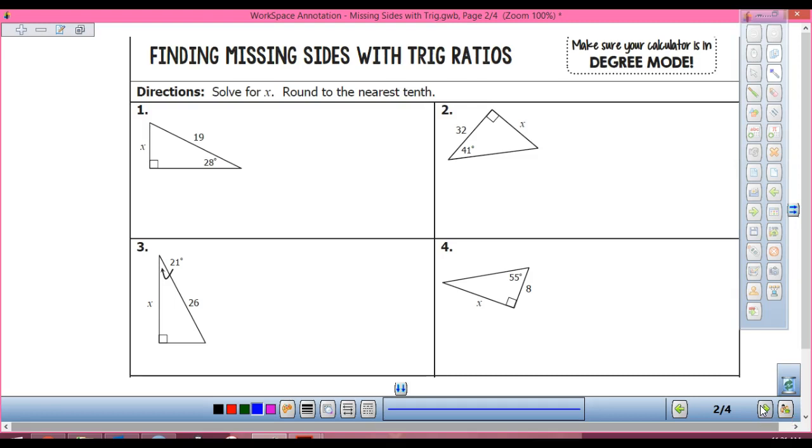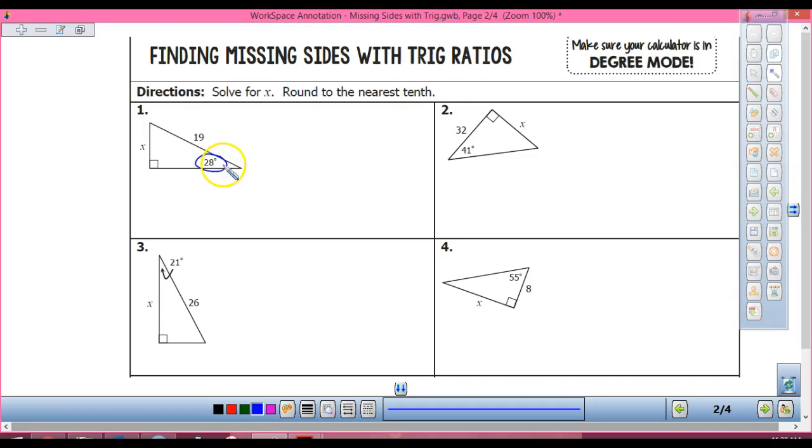So when do we use these? We use these sometimes to find missing sides of a triangle, sometimes to find missing angles. Today we are going to find missing sides. Okay, so usually what I do, from the angle that's given to us, which angle do we have? We have 28, right? We've got to decide if I'm going to use sine, cosine, or tangent. That all depends on what sides are given to me and what sides are wanted.